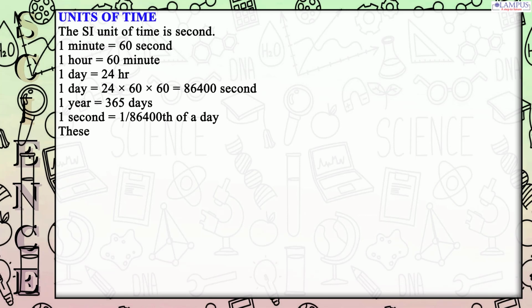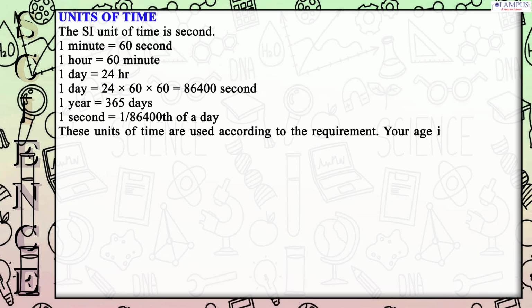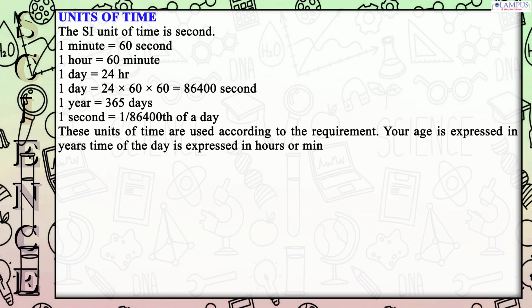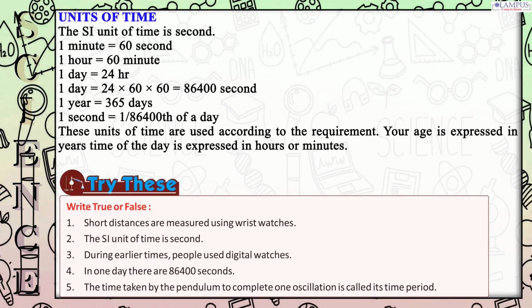1 year equals 365 days. 1 second equals 1/86,400 of a day. These units of time are used according to the requirement. Your age is expressed in years, time of the day is expressed in hours or minutes.